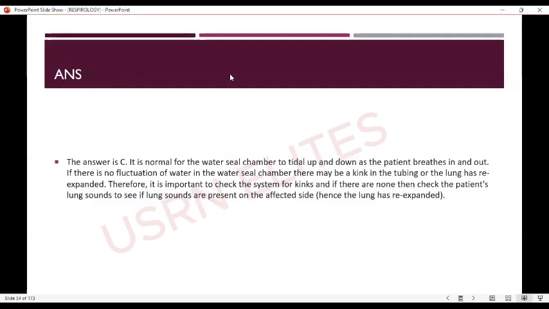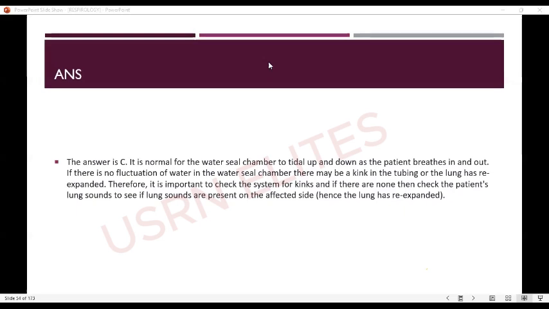It is normal for the water tube chamber to tidal up and down as the patient breathes in and out. If there is no fluctuation in the water tube chamber, there may be kinks in the tube or the lung has re-expanded. Therefore, it is important to check the system for kinks. If there are none, then you check the patient's lung sounds to see if lung sounds are present on the affected side. Hence, the lung has re-expanded.